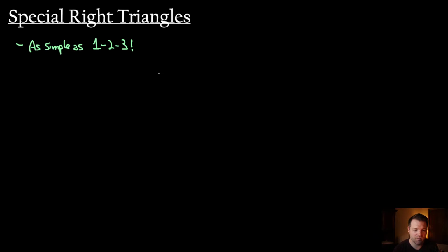All right. So there are really two different types of special right triangles. The first type is called a 45, 45, 90. And that stands for 45 degrees, 45 degrees, and 90 degrees. And the second one, I guess we'll do this one over here, is going to be 30, 60, 90. And that stands for 30 degrees, 60 degrees, and 90 degrees.